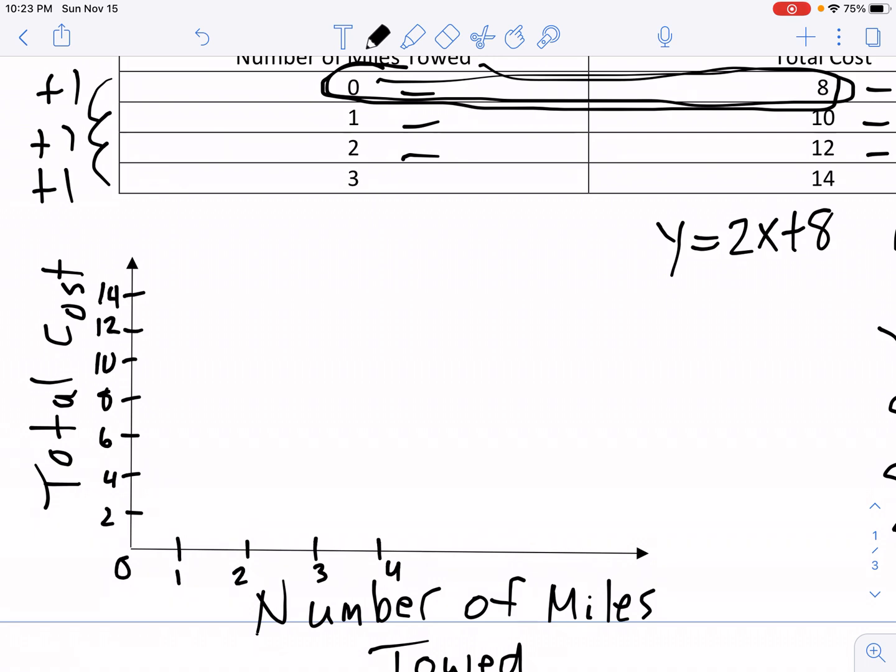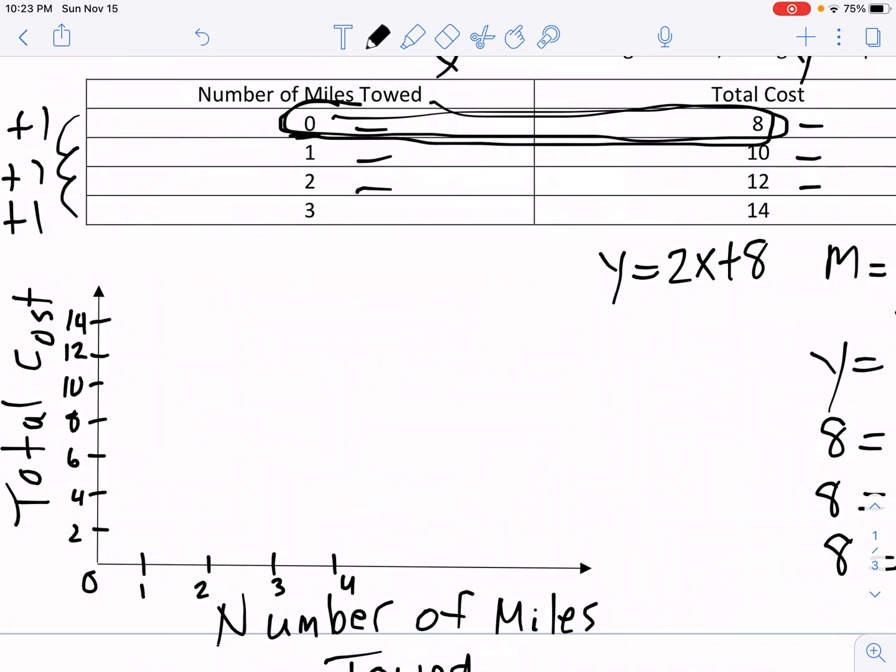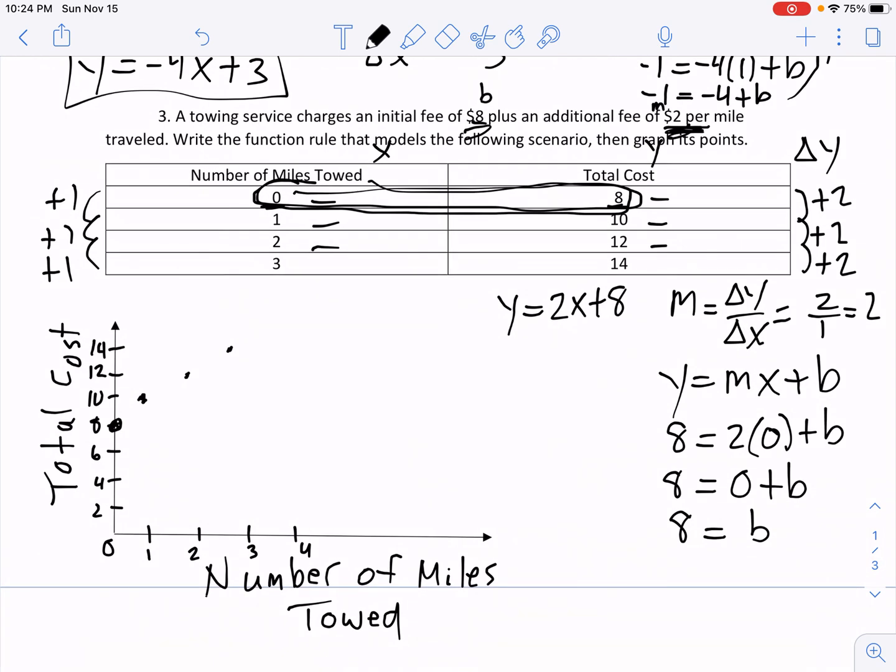If I go 0 miles, it's $8, so my first point is (0, 8). If I went 1 mile, it's (1, 10). 2 miles is (2, 12). And 3 miles is (3, 14). Plotting our points, we get this. Even though I'm hand drawing this, we get that linear idea, that linear line going through here. But they only asked us to plot the points, so that is what it would look like graphing our points.